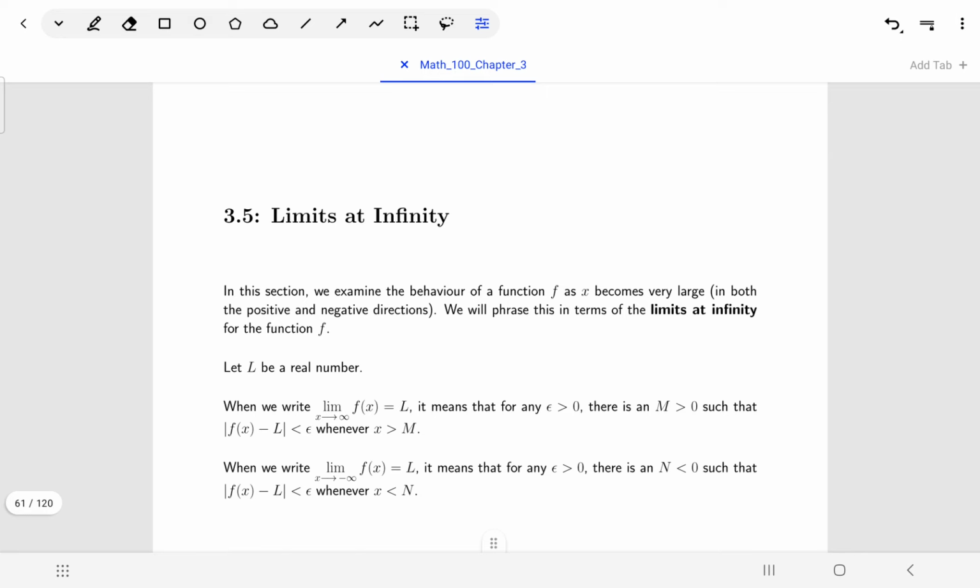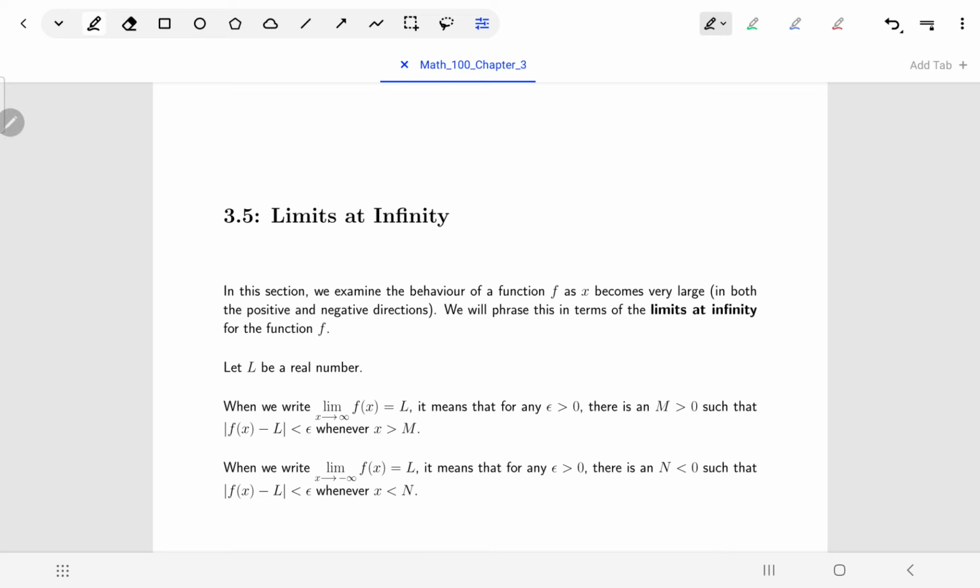Welcome back. In this section, we're going to start looking at limits again, this time limits as x becomes infinitely large, either infinitely large in the positive direction or in the negative direction. This is because very shortly we're going to start looking at curve sketching, and so we need to be able to talk about what's happening at the far left and far right of our graph. What is the end behavior of that function?